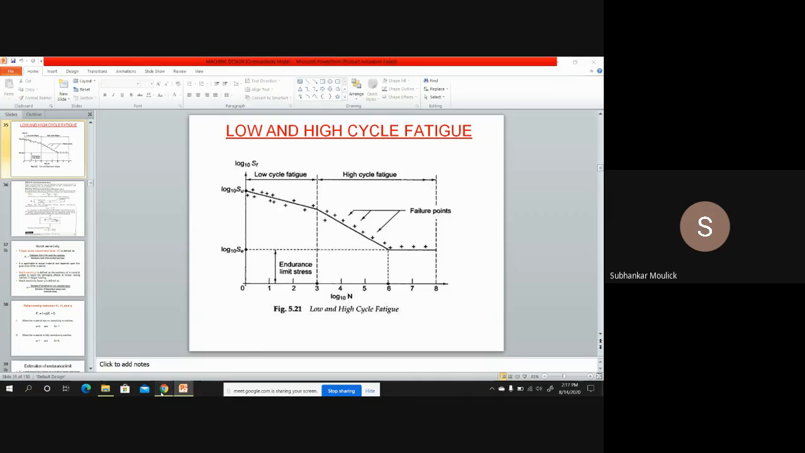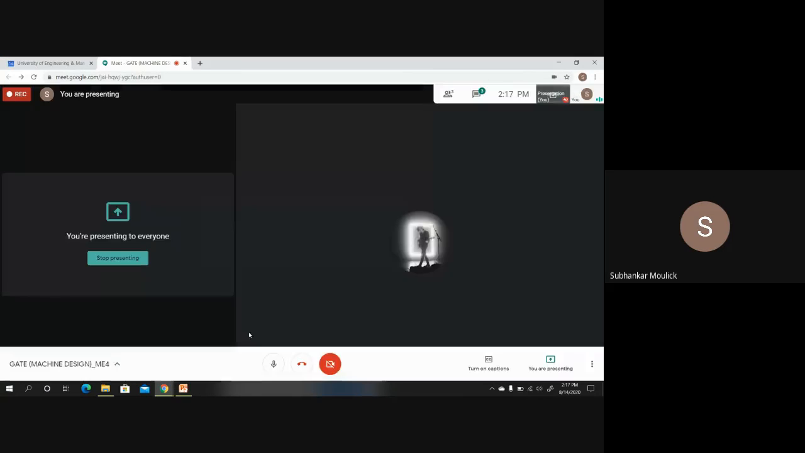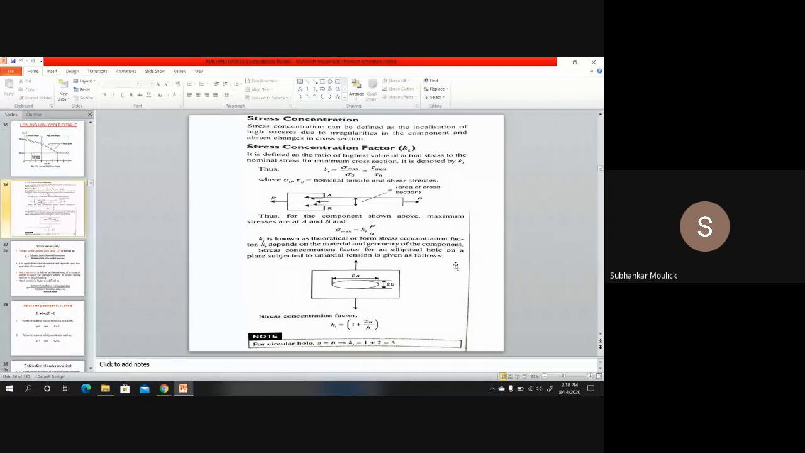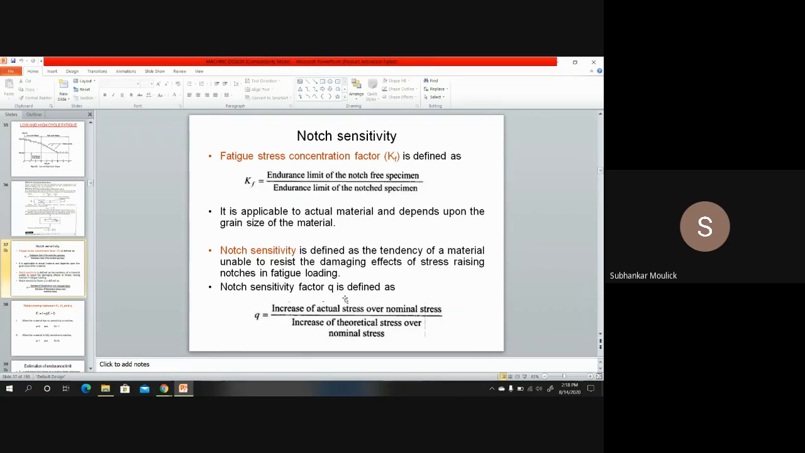If the failure occurs from 10 to the power 3 cycles till an end point not known to anyone, that type of failure is high cycle fatigue. We also discussed what is stress concentration, and what is this term called Kt. Kt is your stress concentration factor, given by sigma max, the maximum stress, divided by nominal stress. We also discussed this notch sensitivity term, which is denoted by the symbol q.